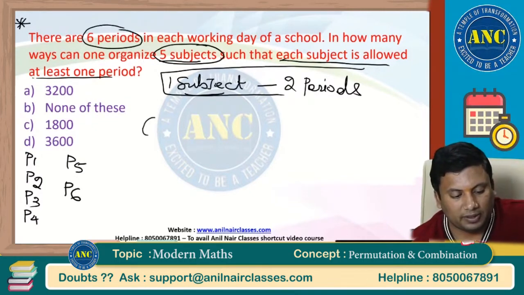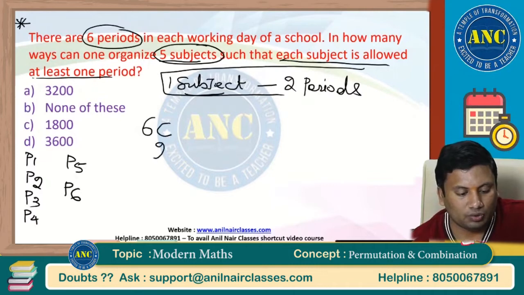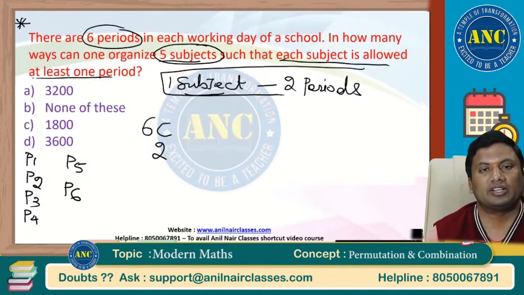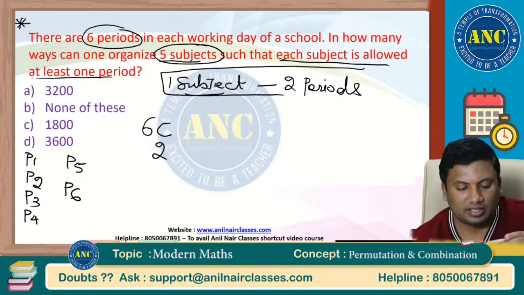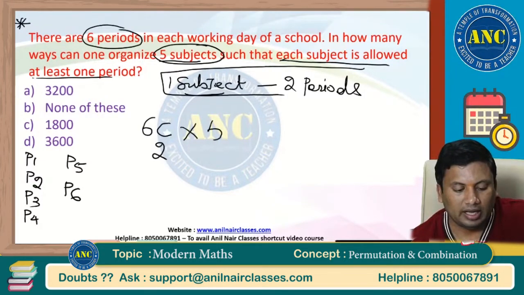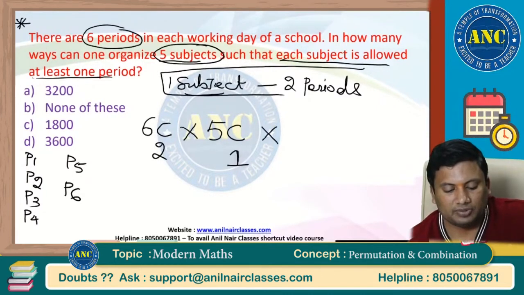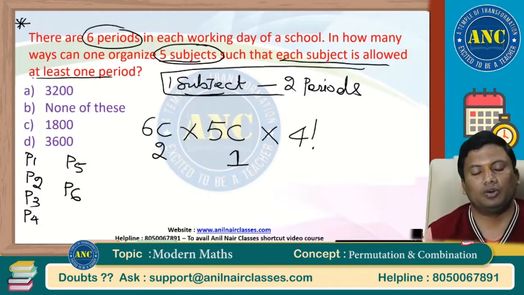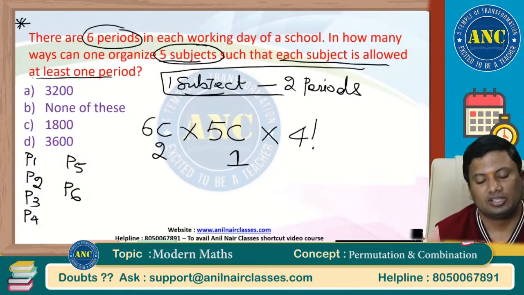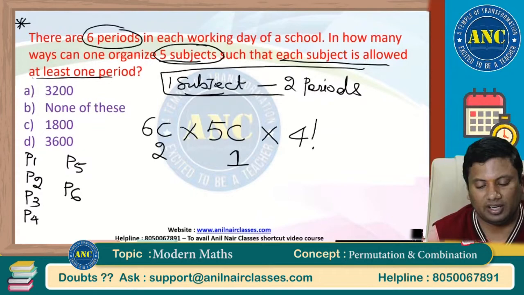Out of 6 periods, select any 2 periods. These 2 periods will have the same subject. That subject could be any one out of the 5 subjects, so 5C1. The remaining 4 subjects can arrange among themselves in 4 factorial ways. So the answer is 6C2 into 5C1 into 4 factorial.